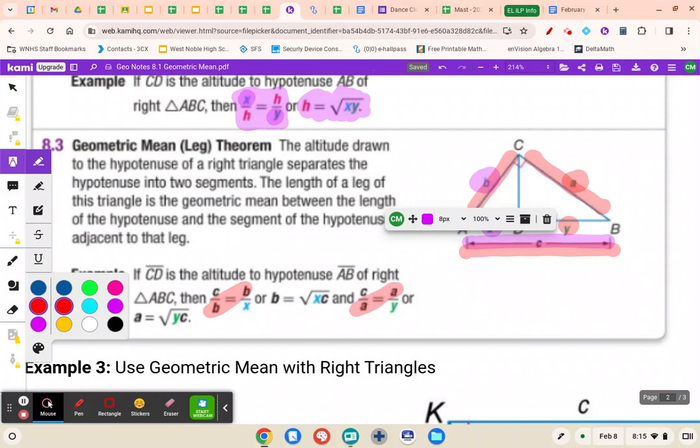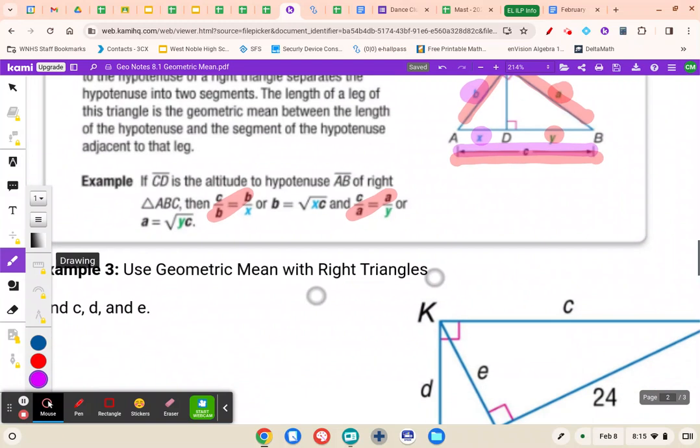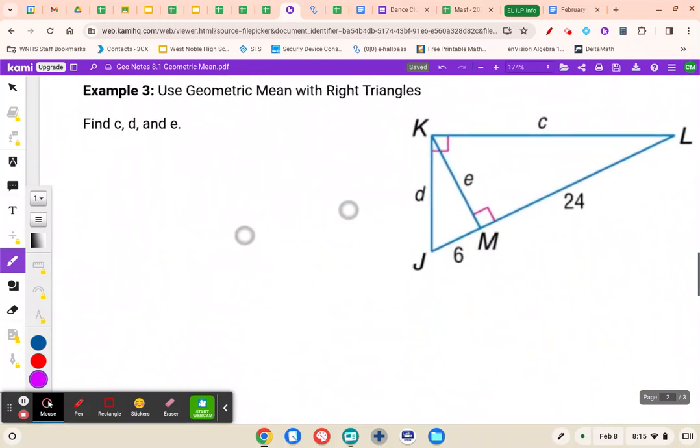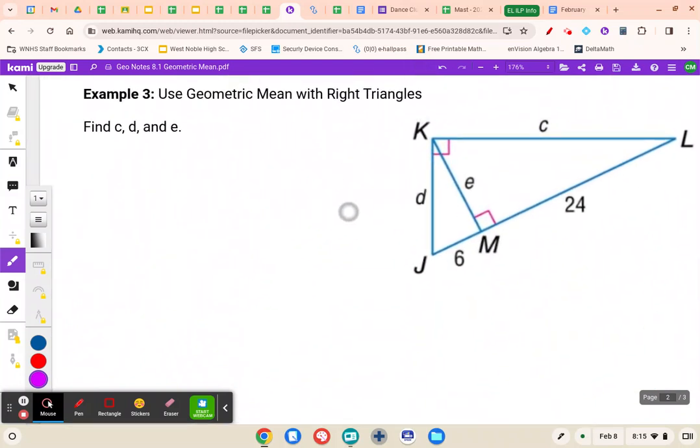Okay, so let's do just a couple examples. We have to find a lot here though. So use the geometric mean with right triangles. I'm going to start with E, the altitude. We know the altitude is the repeated piece. Sometimes that is a number, not a letter. That's fine. The altitude breaks the hypotenuse of the big triangle into two smaller pieces.